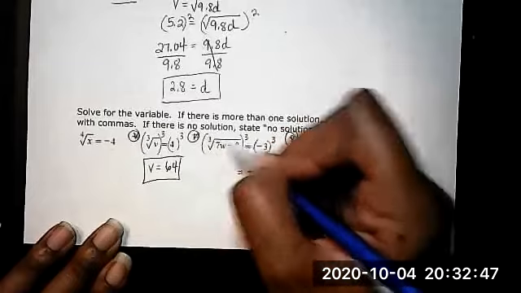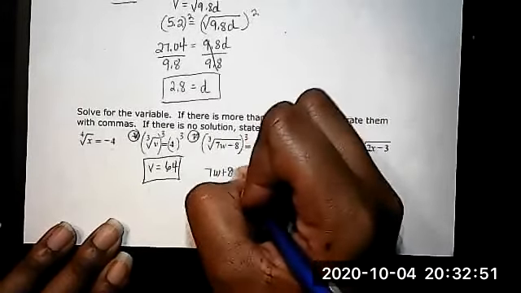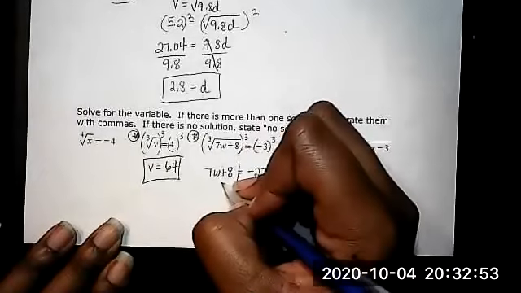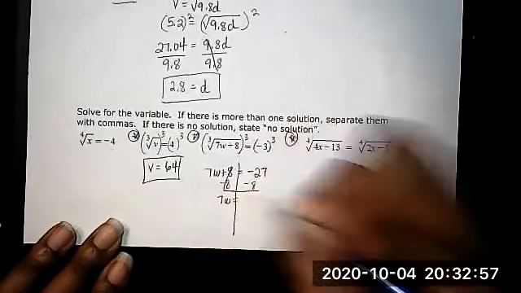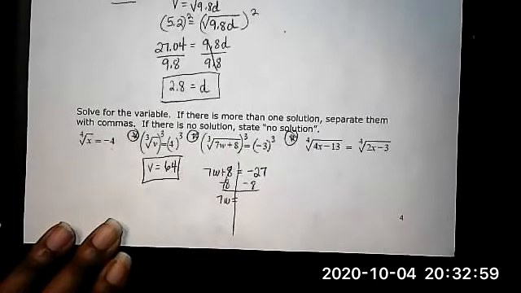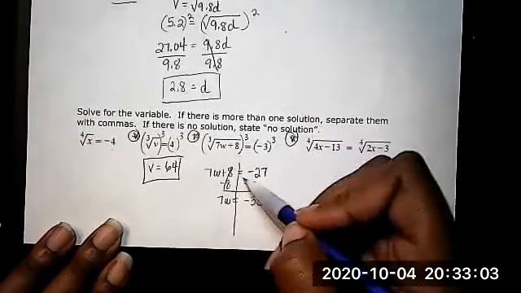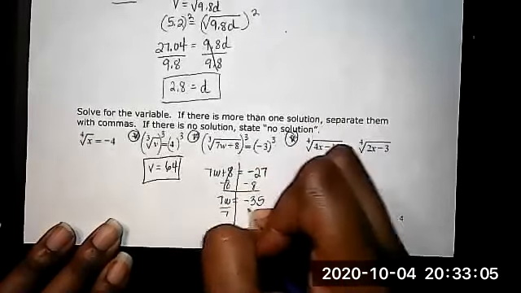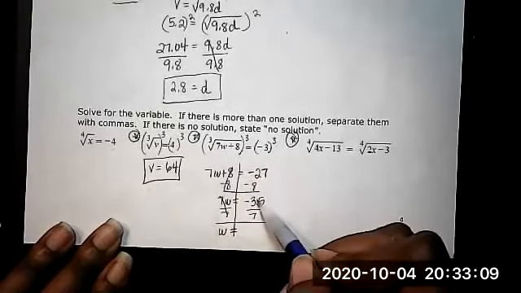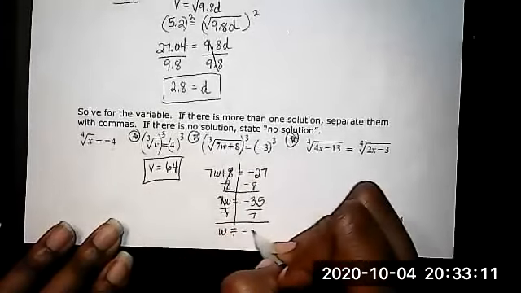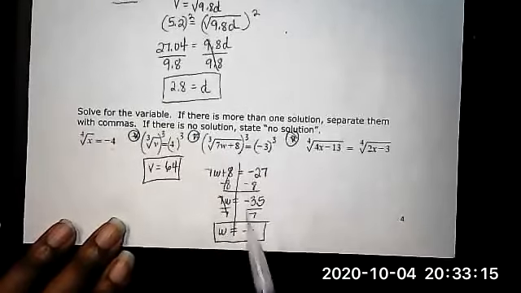Cubing the cube root cancels it out. This just becomes 7w plus 8. And then we solve this just like we do any other equation. That becomes negative 35, negative 27, negative 8, so negative 35 divided by 7. W equals negative 35 divided by 7, which is negative 5. Okay, so that is what happens there.